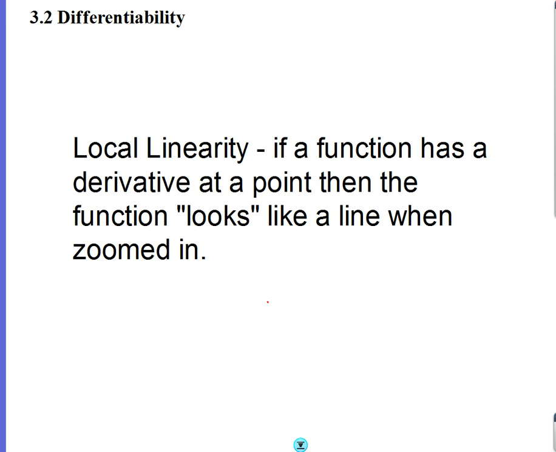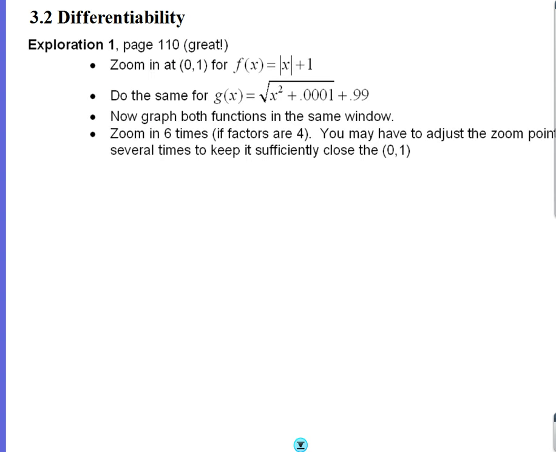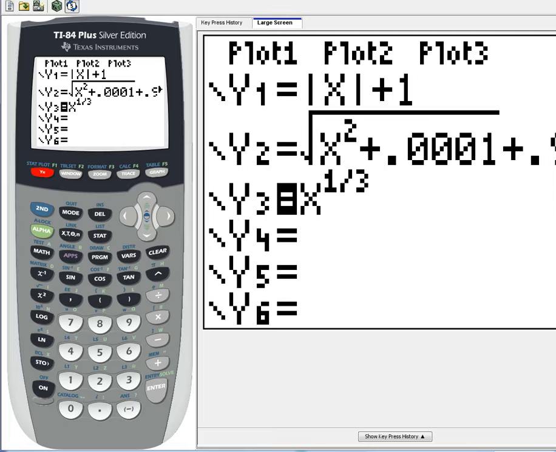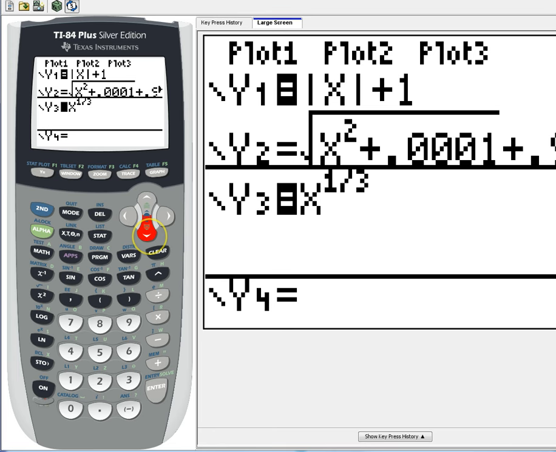And one of the things that we're going to do is take a look at local linearity. Local linearity is said to happen when I zoom in on a function and I get a straight line. So let's go ahead and take a look at what that looks like. I have a couple of functions here. I'm going to go to my calculator, and my calculator's got these already put in for us. If you need to pause the video right now so you can put these functions into your calculator, they're on your notes, except for the last one. We'll talk about that.